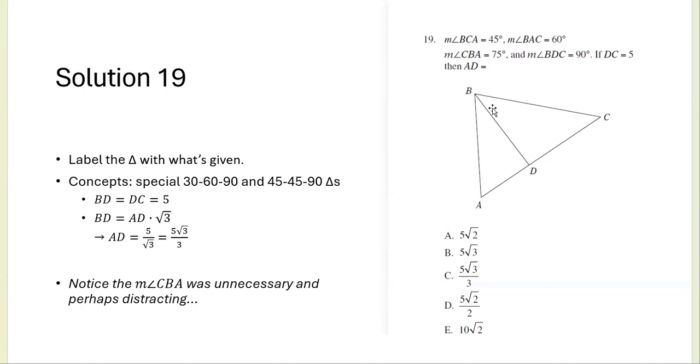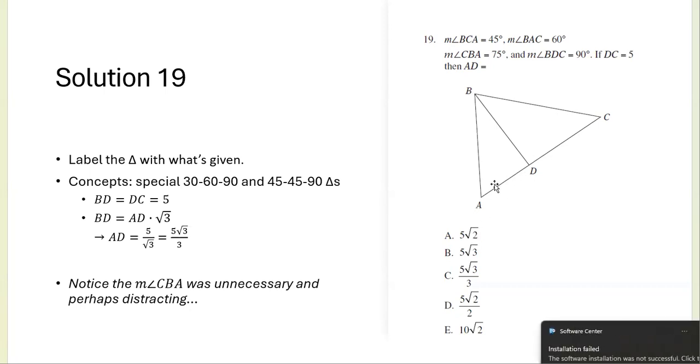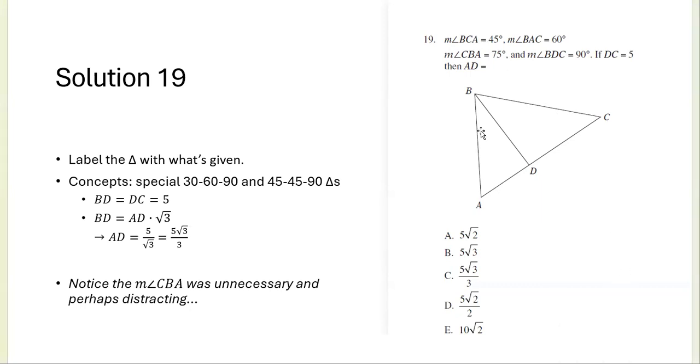Okay, so they're both right, and then BCA is 45 degrees. So this triangle over here is a 45, 45, 90 triangle. Okay, and then BAC is 60 degrees. So this triangle over here is a 30, 60, 90 triangle.